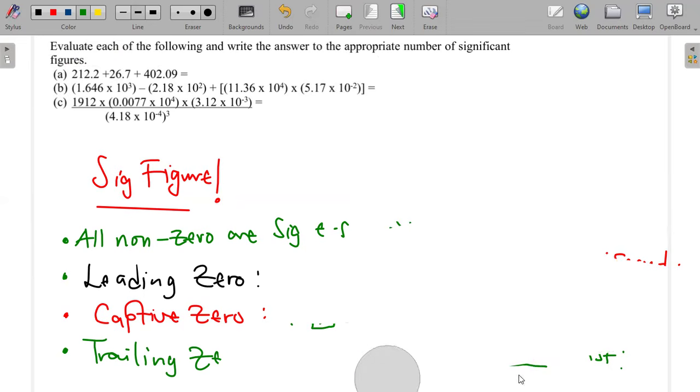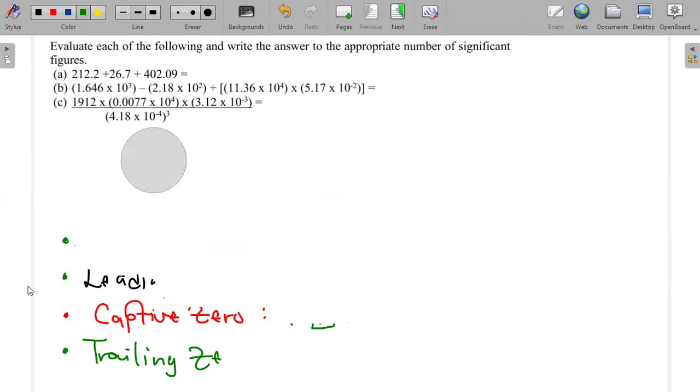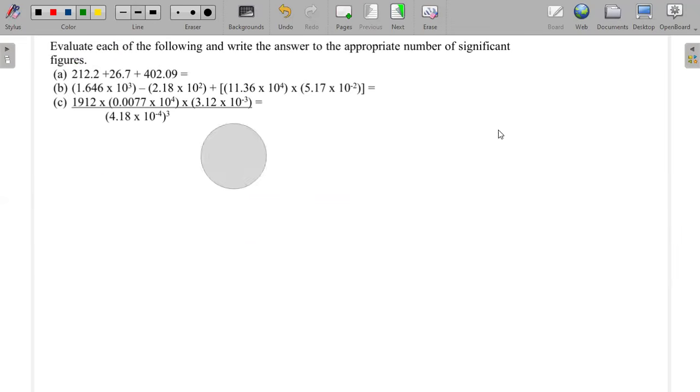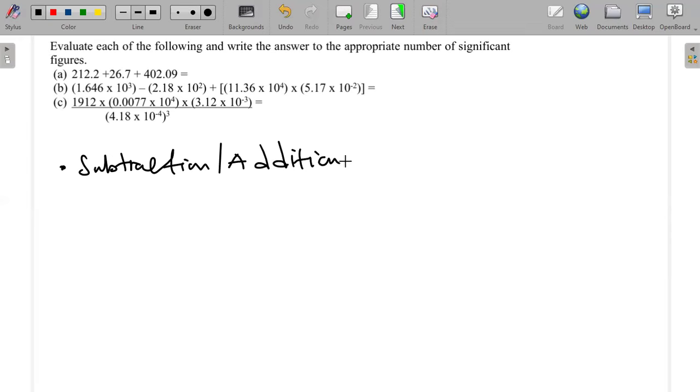So I'll move on now and talk about the rules that we follow when we are adding two numbers or subtracting two numbers that have different numbers of significant figures. Okay, so I'll say here subtraction or addition of significant figures. Okay, so let's say I have two numbers: 2.05 and then plus 7.1. Okay, and then I want to add these numbers.